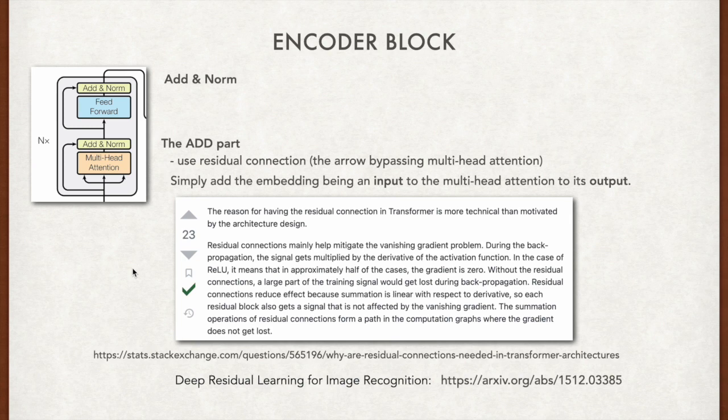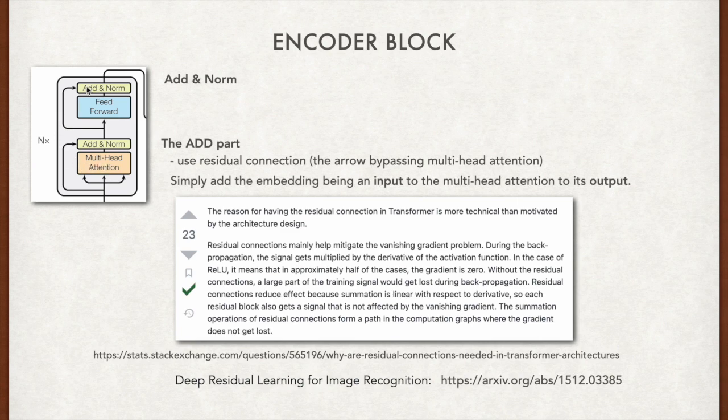The add and norm layer consists of two operations. The first one is really simple and involves the usage of a residual connection, which sums the input of the multi-head attention with its output. We simply add the embedding being an input to the multi-head attention to its output, so the resulting vector will be more aware of the original input. Those residual connections are frequently visualized using arrows that bypass some modules like the multi-head attention here.